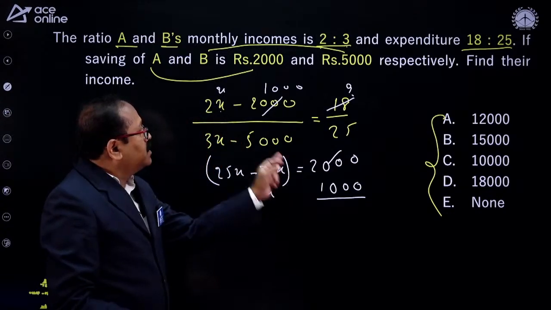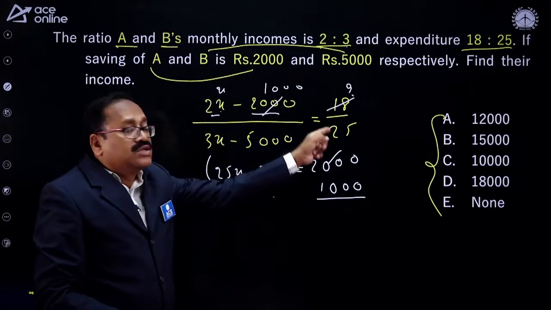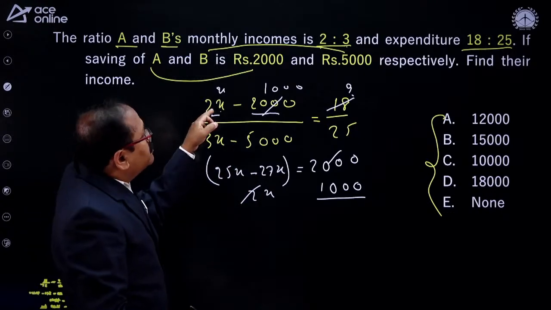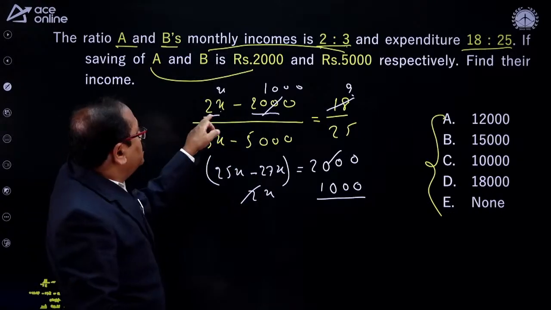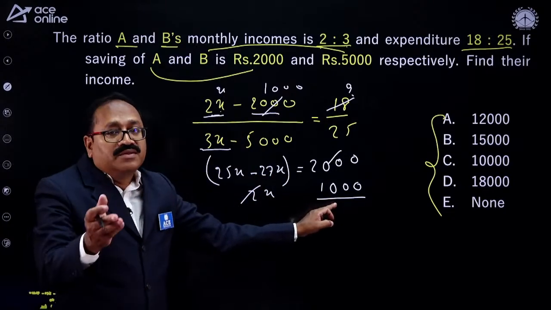So like that, from the income I take out the saving, I get the expenditure ratio. By doing so, I am getting the x value. What are their incomes? This is 2x, so 2000, and this is 3x, therefore 3000.